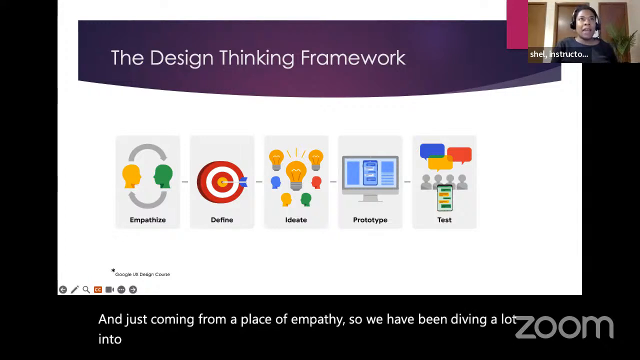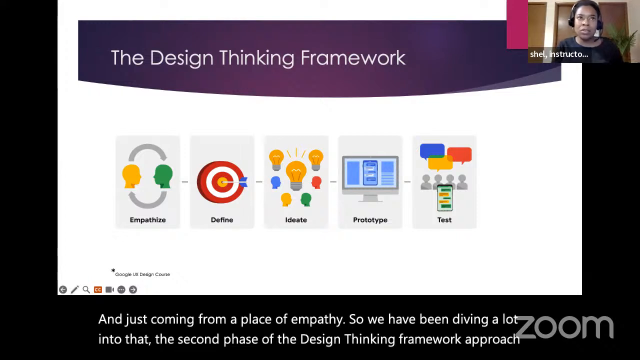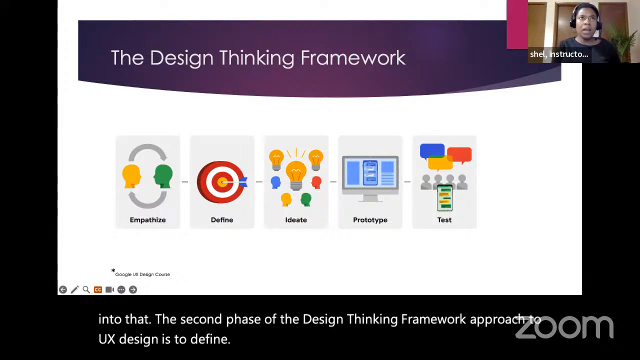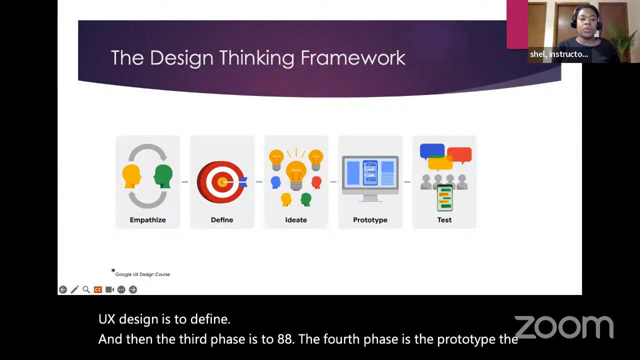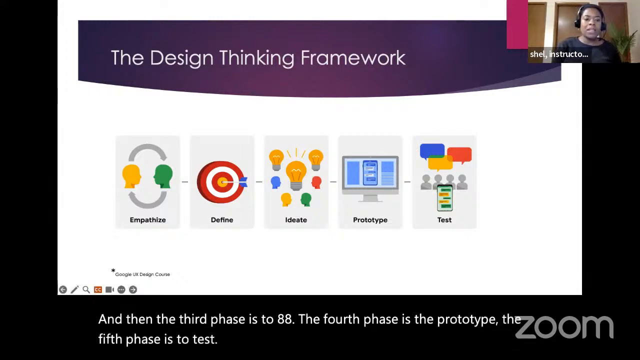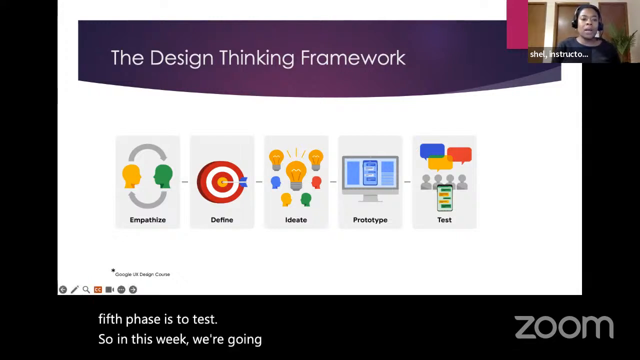The second phase of the design thinking framework approach to UX design is to define. The third phase is to ideate. The fourth phase is to prototype. The fifth phase is to test. So in this week, we're going to break down each one of these 5 phases and go into more detail.